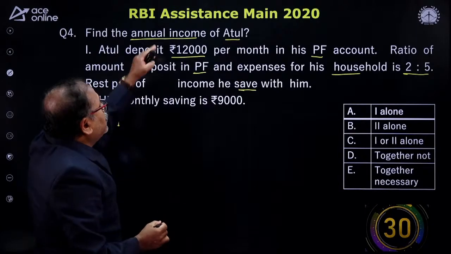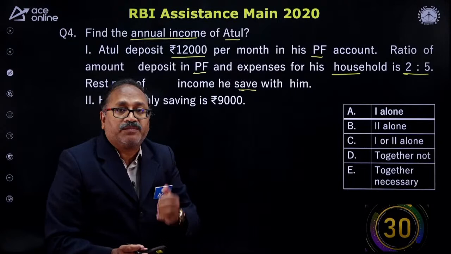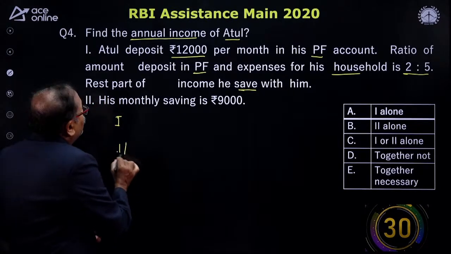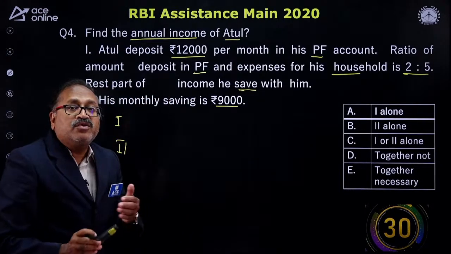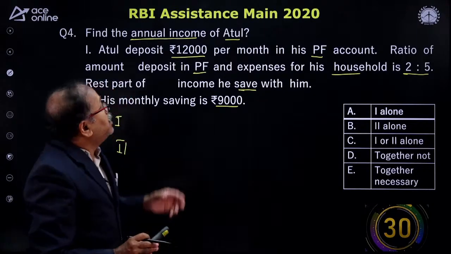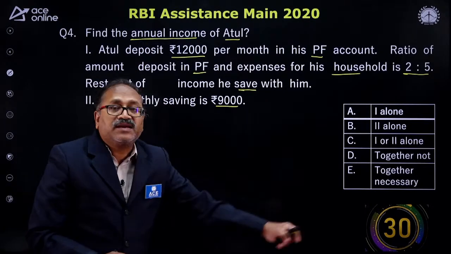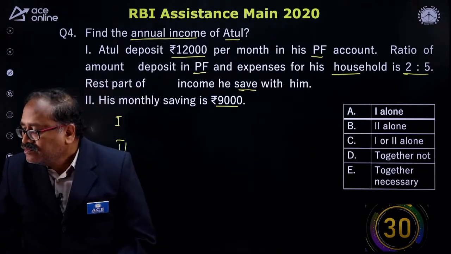So can you find out the income? I don't know, because how much he saves, I don't know that part. So whether 1 is sufficient or not, you have to decide it. What about 2? His monthly saving is ₹9,000. Only knowing that monthly saving 9,000, will I be able to get the annual income? No. Now your 30 seconds starts now. Come on and answer the question.